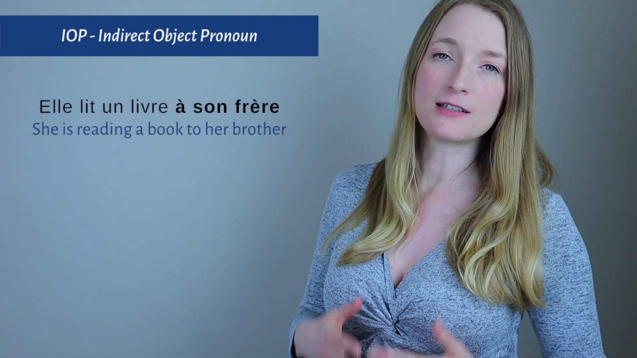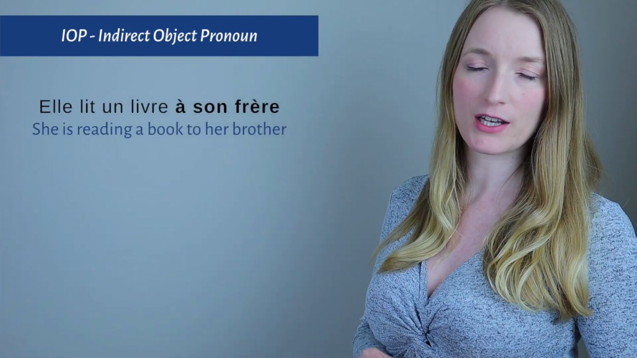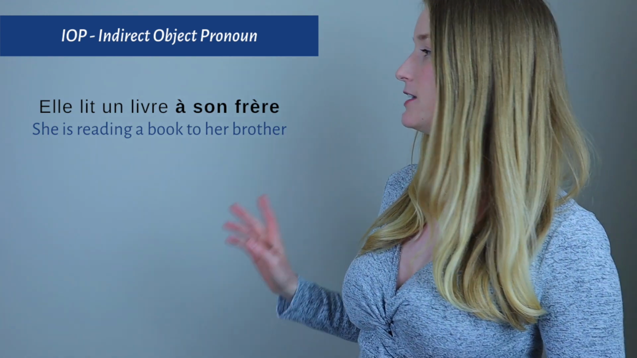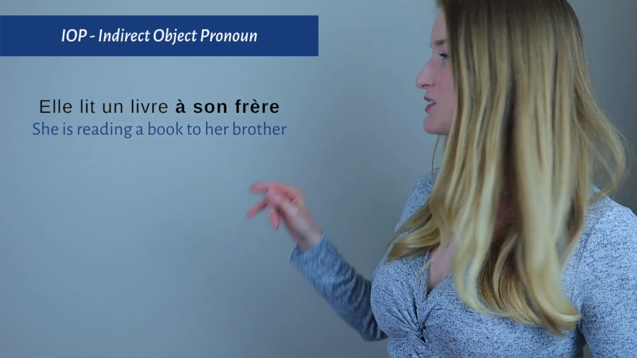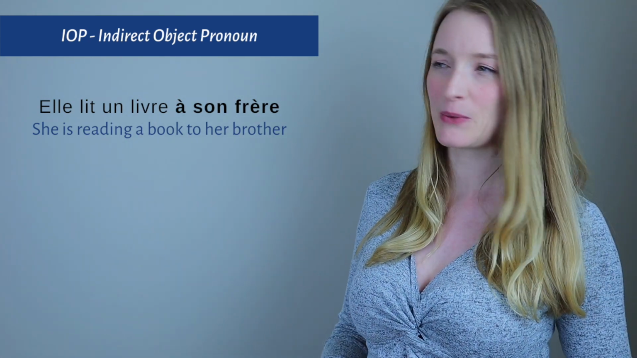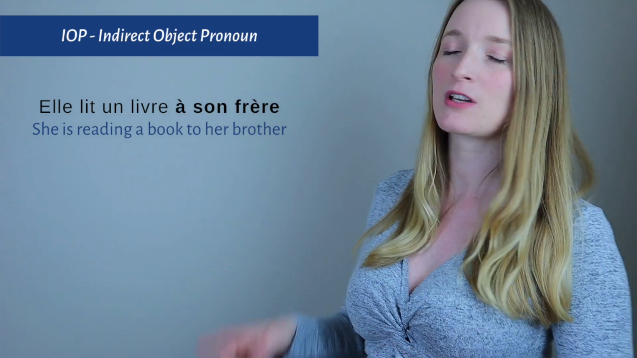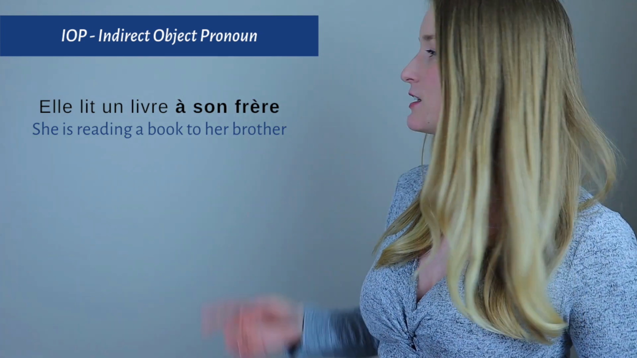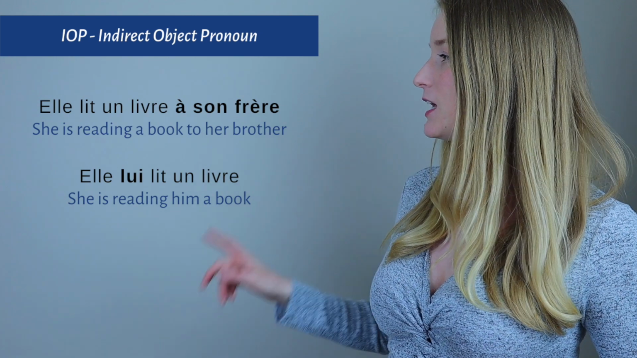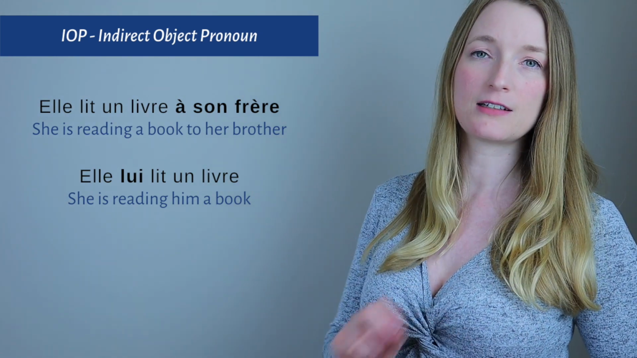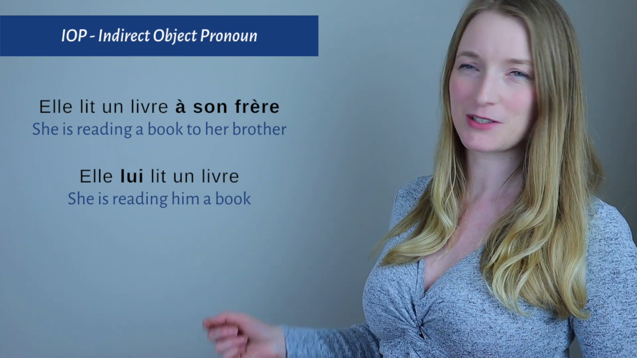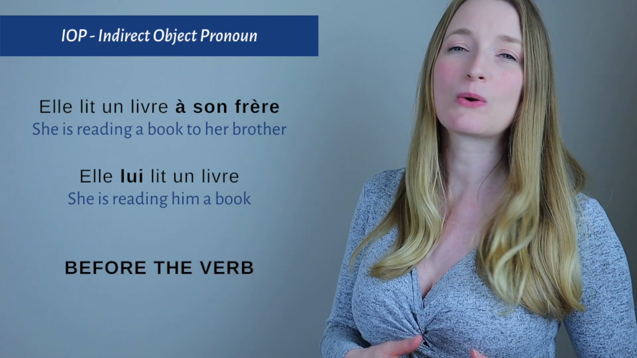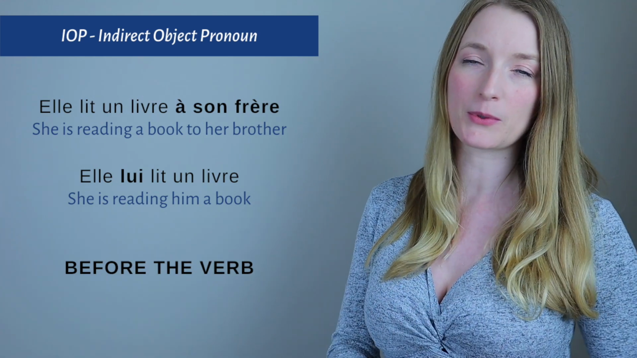Elle lit un livre à son frère. So à son frère is the COI, you remember? If we take this one and we turn it into a pronoun, it's going to turn into elle lui lit un livre. Elle lui lit un livre. So, the pronoun is always before the verb. That's very important. Always before the verb. Let's practice.